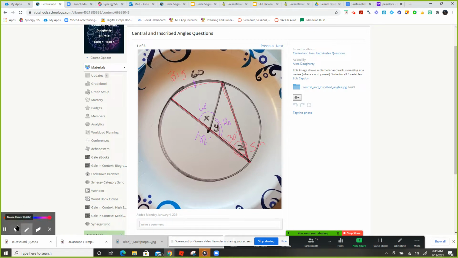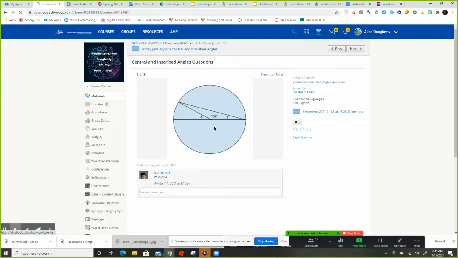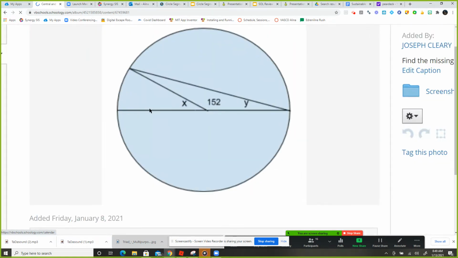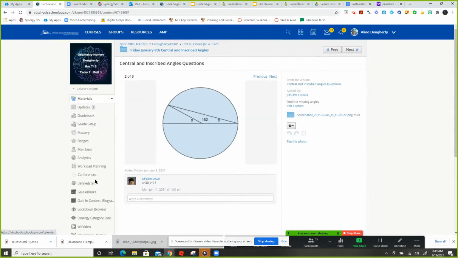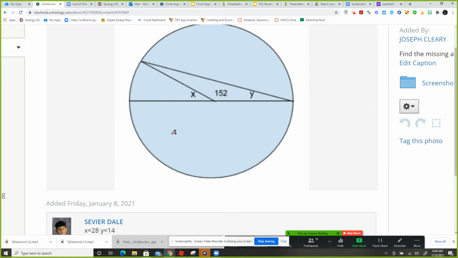Let's go to the next one and see if we can do that one together. This is almost exactly like the ones on IXL. In fact, this might be straight from IXL. So if I know this interior angle, the central angle is 152, what's the X going to be? They add up to 180. So 180 minus 152 is 28. Which means this arc is 28.